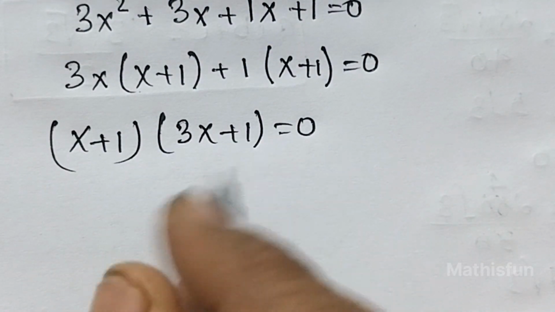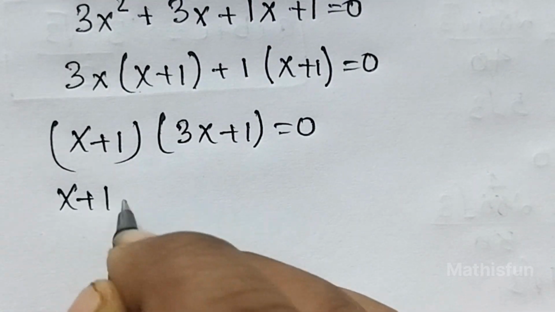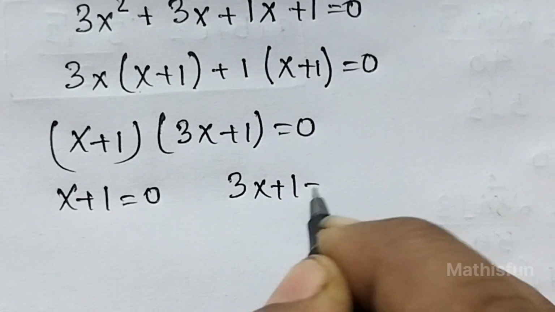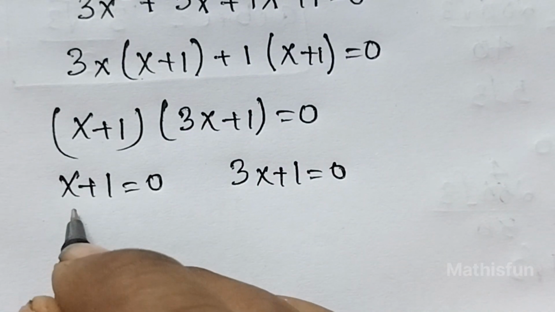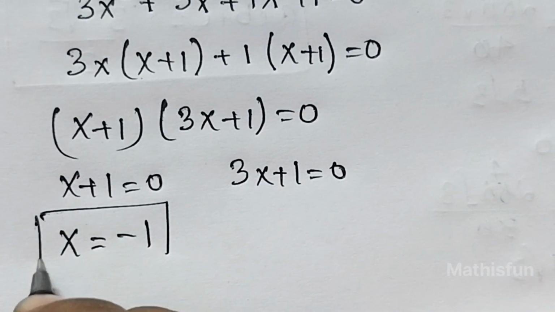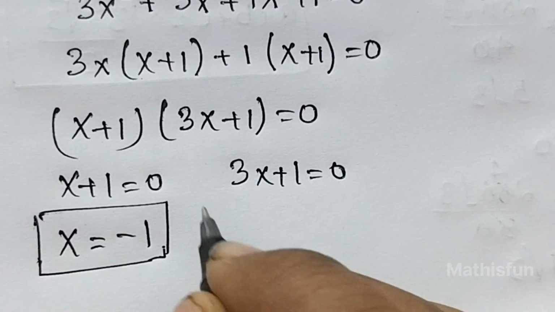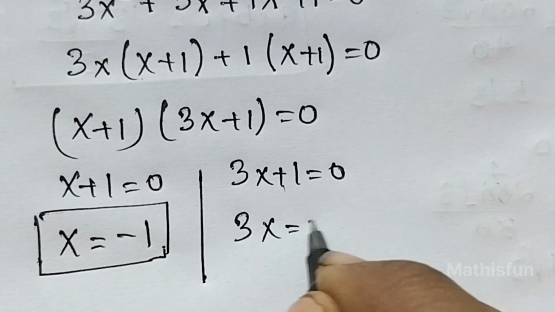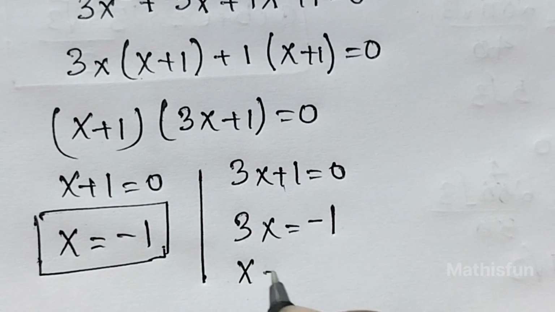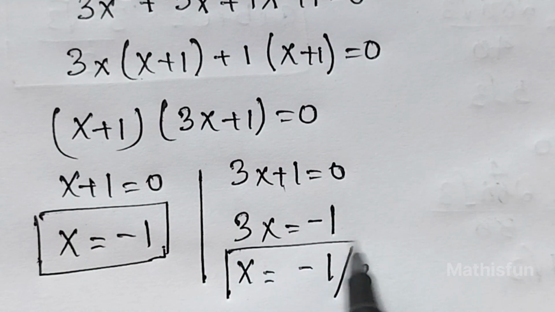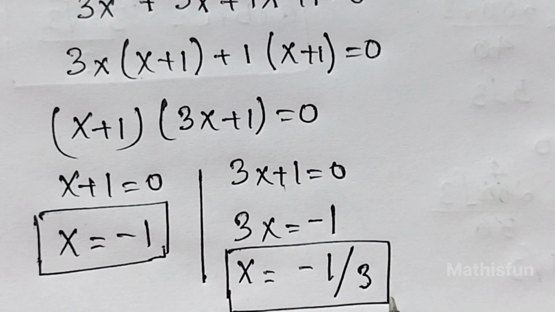Now we have two equations, that is x + 1 = 0 and 3x + 1 = 0. From the first equation, x = -1, and from the second, 3x = -1, so x = -1/3. So we got two values of x.